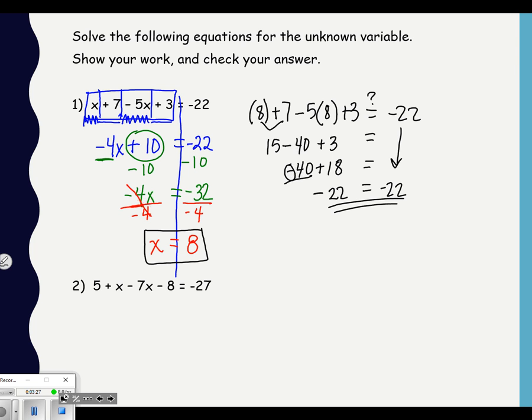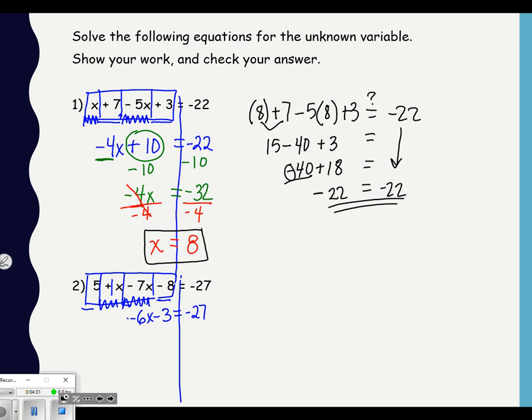Hopefully we have enough room to do this other one. Okay, so again, put a box around your expression. Divide up by terms. Constant, variable, variable, constant. So x minus 7x is negative 6x, because x is just 1x. Remember that secret coefficient there. And 5 minus 8 is negative 3. And that equals negative 27.